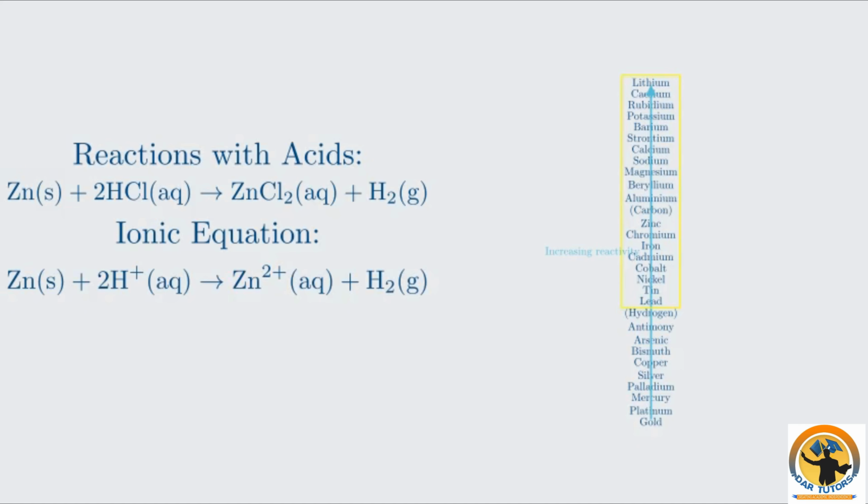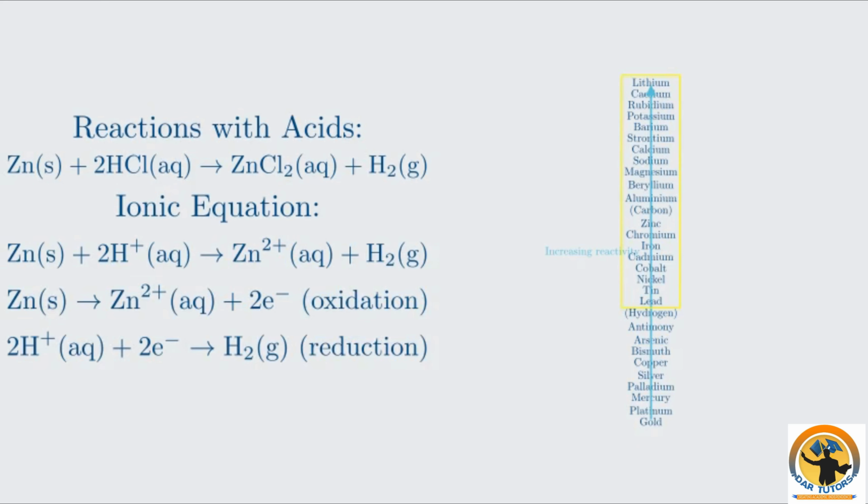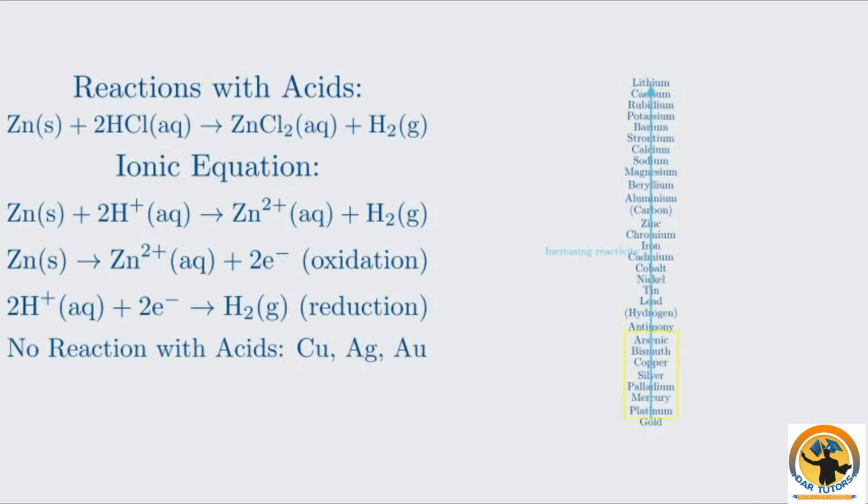Half equations would show zinc losing electrons and hydrogen ions gaining them. Zinc is oxidized and hydrogen is reduced. In contrast, metals below hydrogen in the reactivity series, such as copper, silver, and gold, will not react with dilute acids to produce hydrogen. These metals are not strong enough reducing agents to reduce hydrogen ions. Copper will not react with dilute hydrochloric acid.